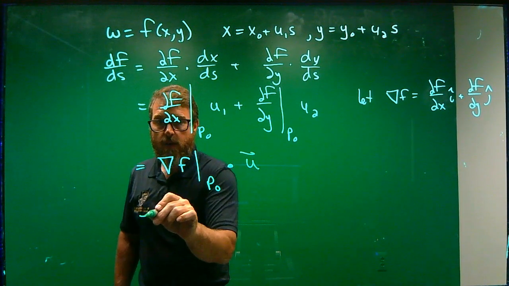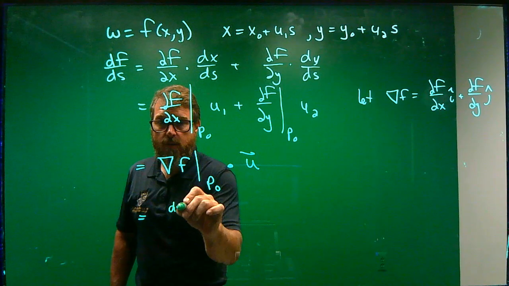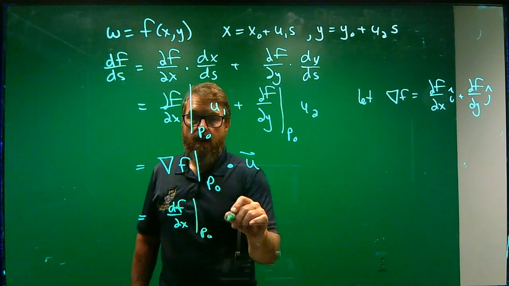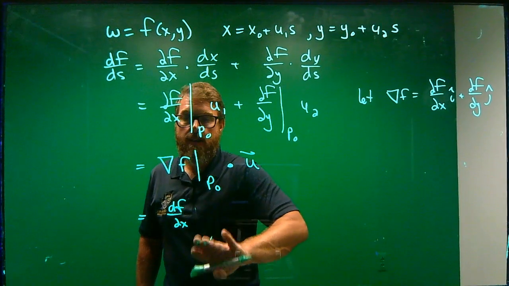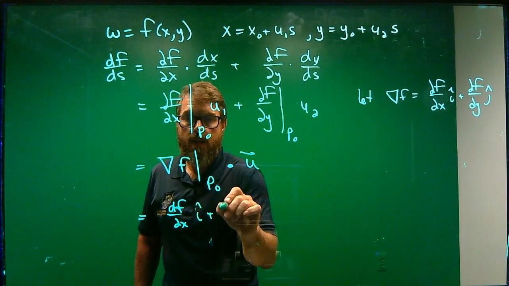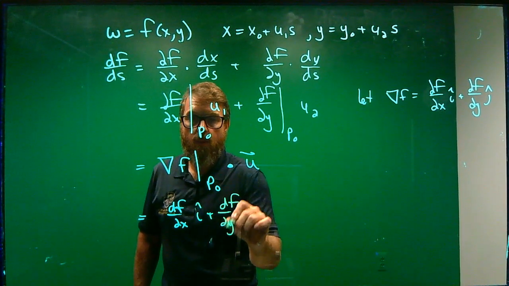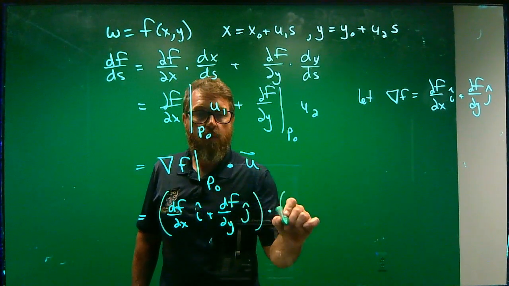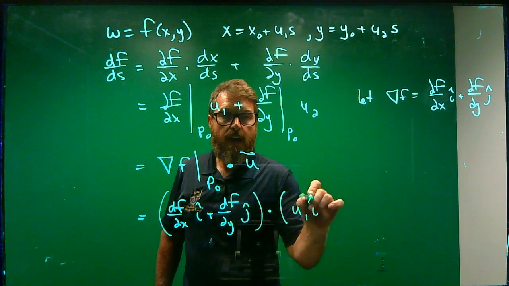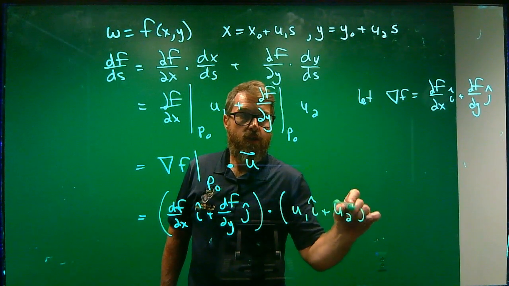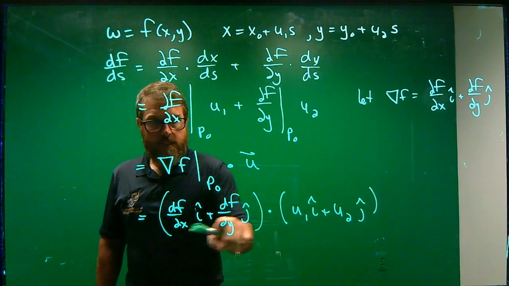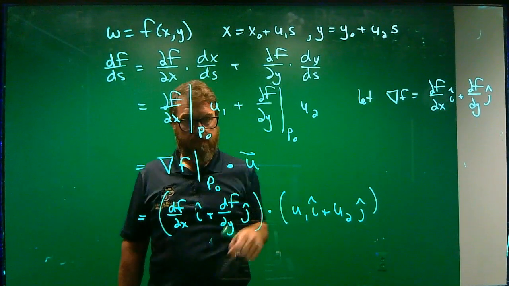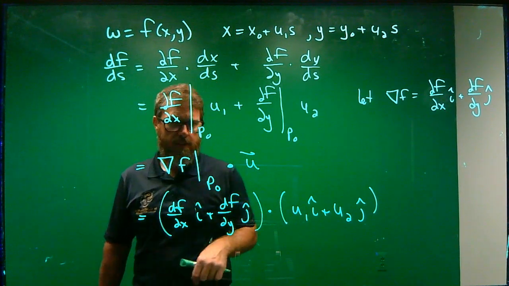Again, to verify, this is your df dx evaluated at p naught. Let's do it this way: df dx i plus df dy j. And when we dot this with your u1 i plus u2 j, we can see this times this is here, and then plus this times this is here. So it is really nothing more than the dot product of these two pieces.